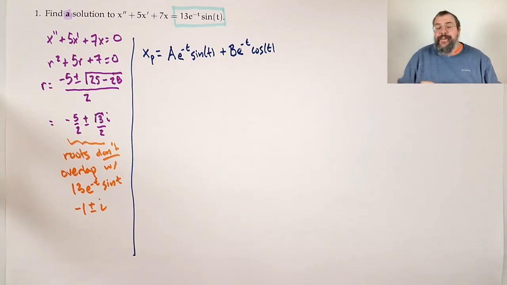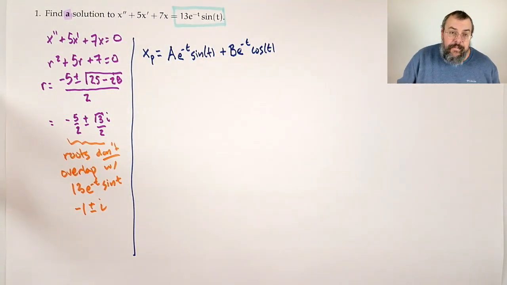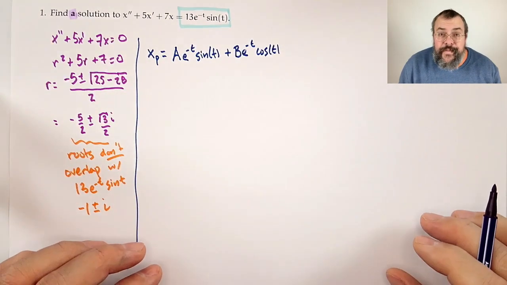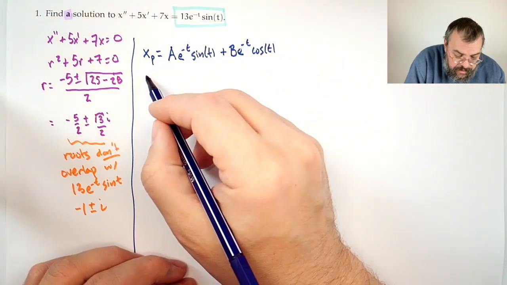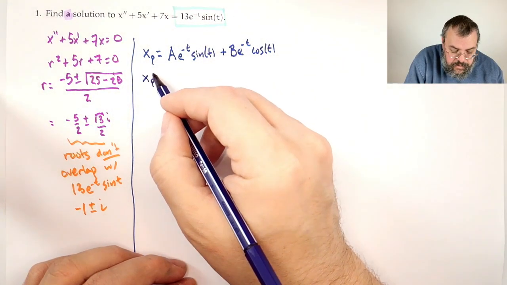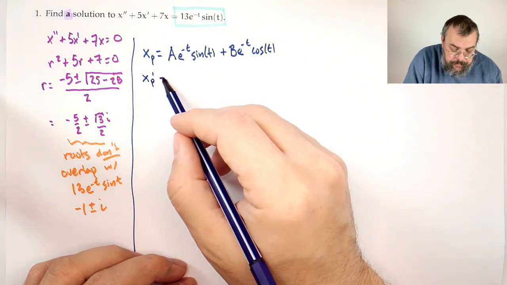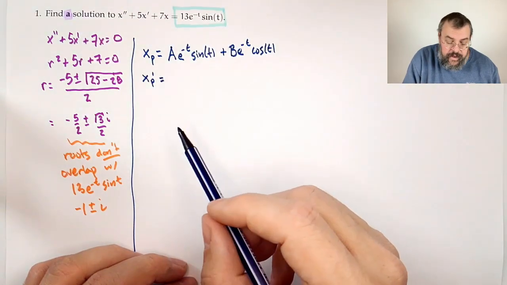All right. So now we have our form for our particular solution. Well, we're going to plug it in eventually, but it looks like we're going to need to take some derivatives first because we need to know what x prime and x double prime are. Okay, so now we're just going to work through the process. xp prime.